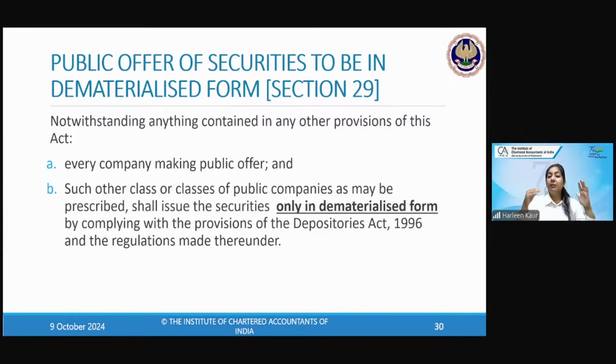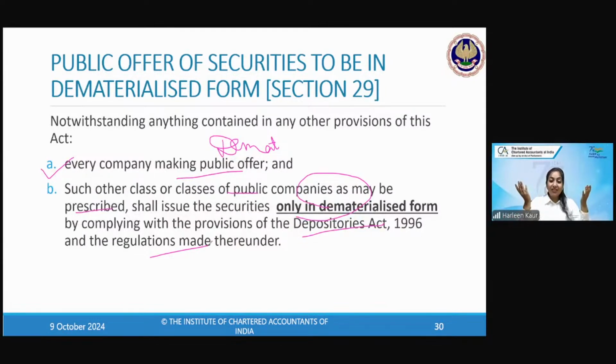So unlisted public companies, how are they going to convert their shares into demat form? For them, Section 29 has been used. Section 29 simply tells you that whenever you're making any public offer, please make sure that all your shares are in demat. Any class of public companies which may be prescribed shall issue the securities only in dematerialized form as per the provisions of the Depositories Act 1996 and the regulations. So Section 29 simply tells you that whenever you make a public offer, it has to be in demat form.